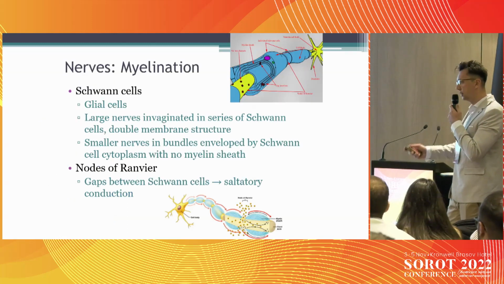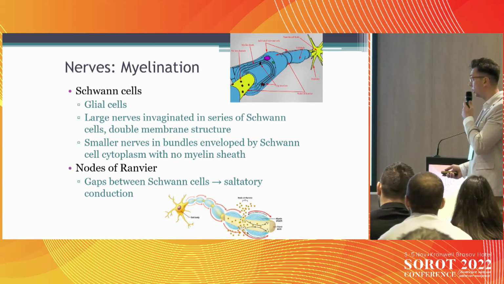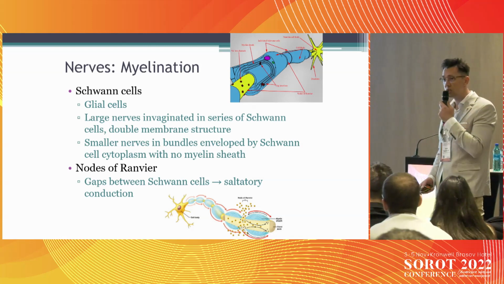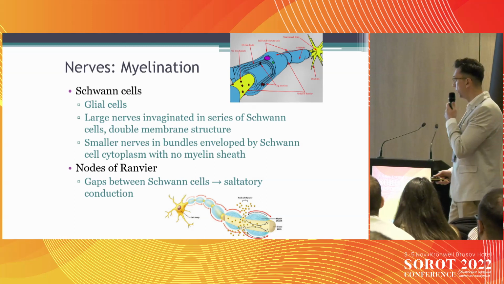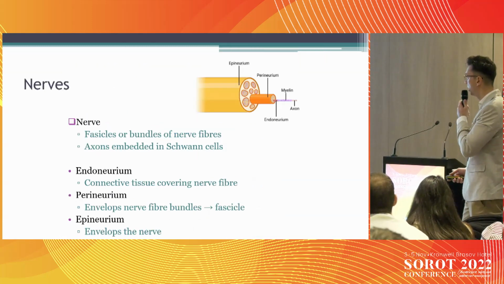Schwann cells provide the myelin sheath in the peripheral nervous system. Gaps between the Schwann cells are Ranvier nodes and provide the saltatory conduction of the impulse, which is much faster.